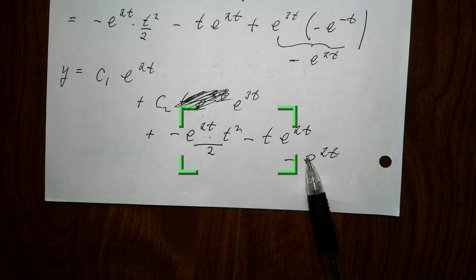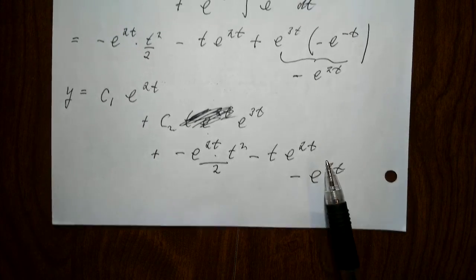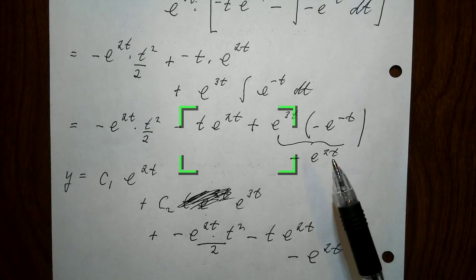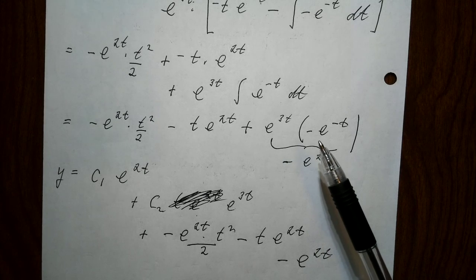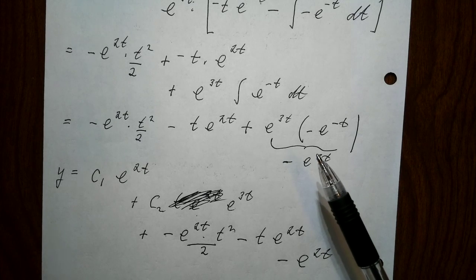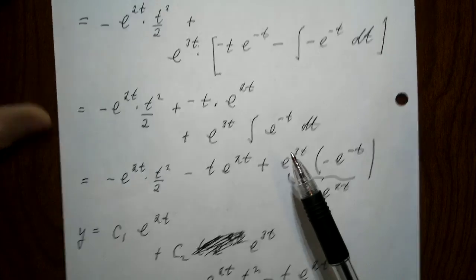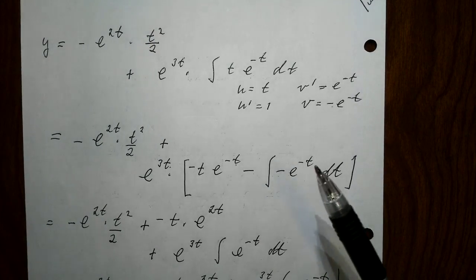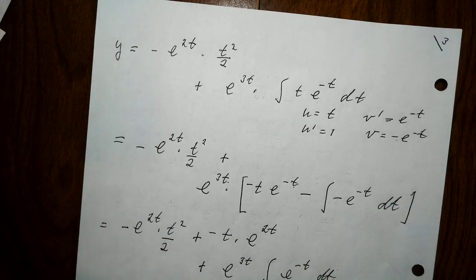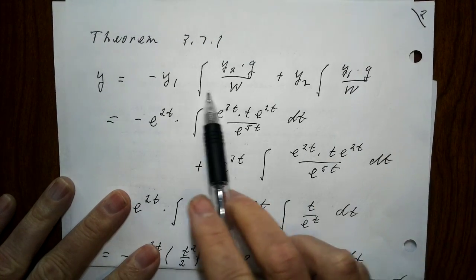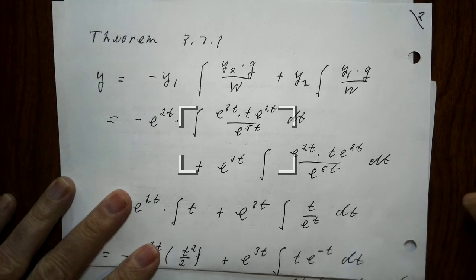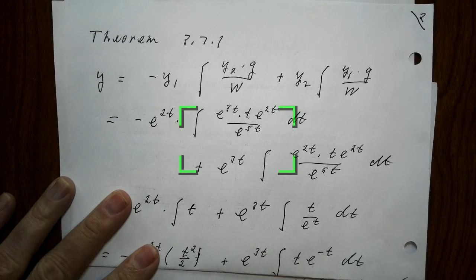This whole method is a bit more involved than the method of undetermined coefficients, in large part because we need to calculate the Wronskian, then do a whole bunch of integration as given by this formula. But it is a method that works, in particular when the function, the forcing term g of t, is not something for which undetermined coefficients works.